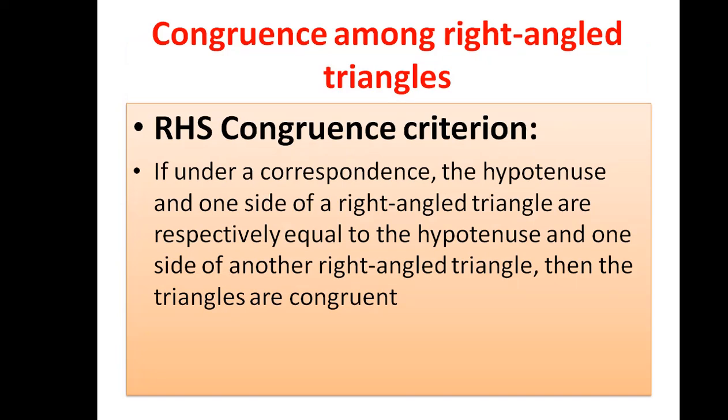Congruence among right angle triangles. RHS congruence criterion. This is only for right angle triangles. R is for right angle, H for hypotenuse and S for side. If under a correspondence, the hypotenuse and one side of a right angle triangle are respectively equal to the hypotenuse and one side of another right angle triangle, then the triangles are congruent. So both triangles have a right angle, and if the hypotenuse and one side are equal, then the two right angle triangles are congruent.